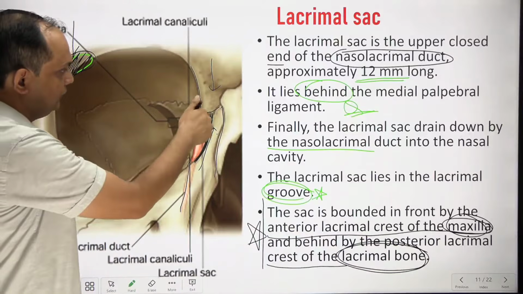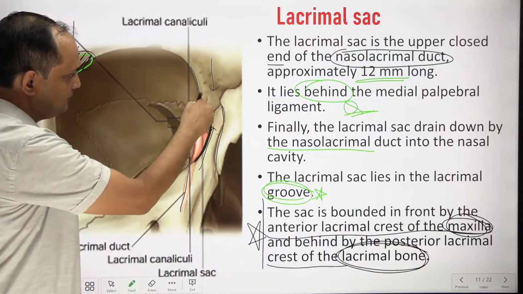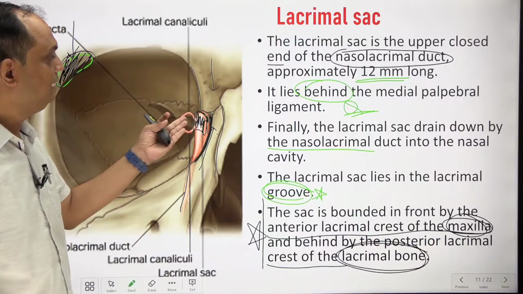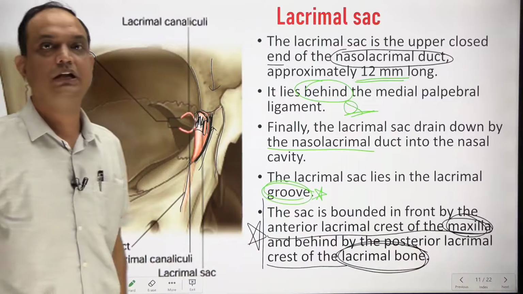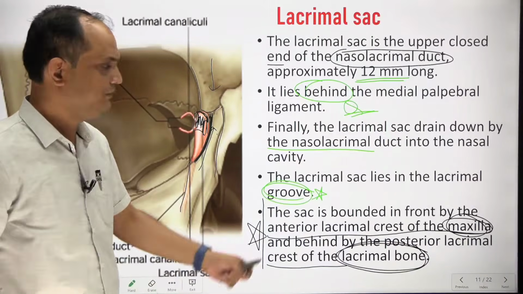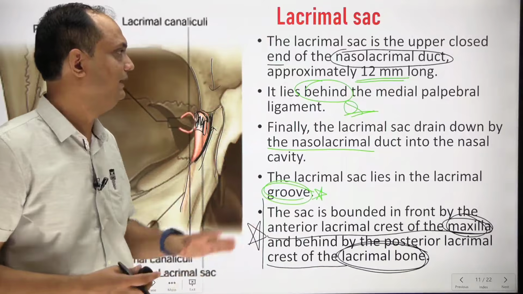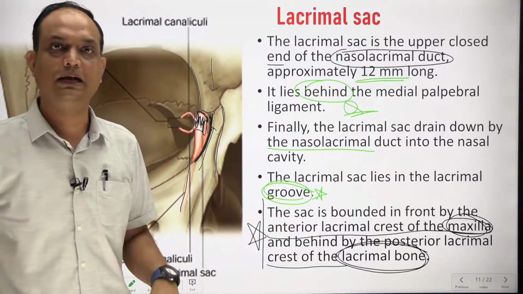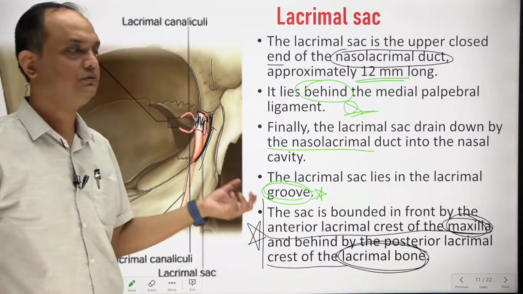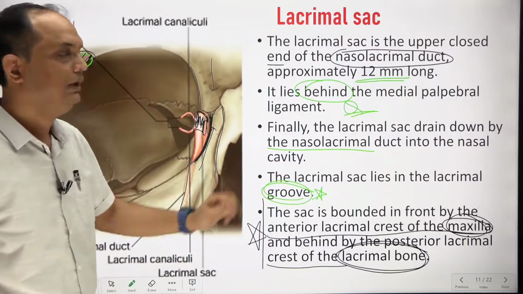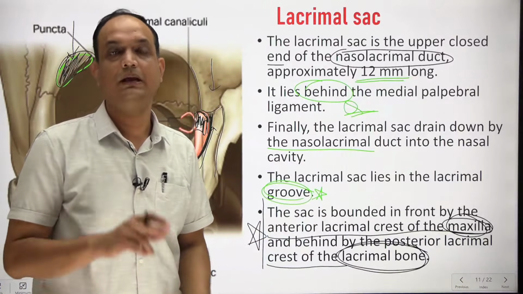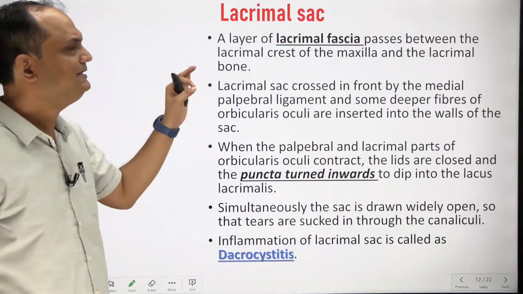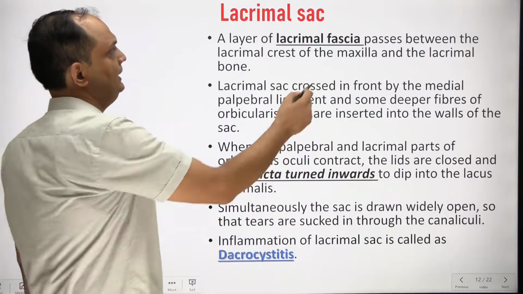And when you remove this sac, you will find that the bone present here is actually the lacrimal bone. And on the posterior border of this lacrimal bone is the posterior lacrimal crest. So the basic questions from this slide are: what is the structure anterior to this sac? It is the medial palpebral ligament. And what are the bones forming the lacrimal groove? Mainly which bones? Maxilla and lacrimal bone. Now this lacrimal sac is covered by the lacrimal fascia.